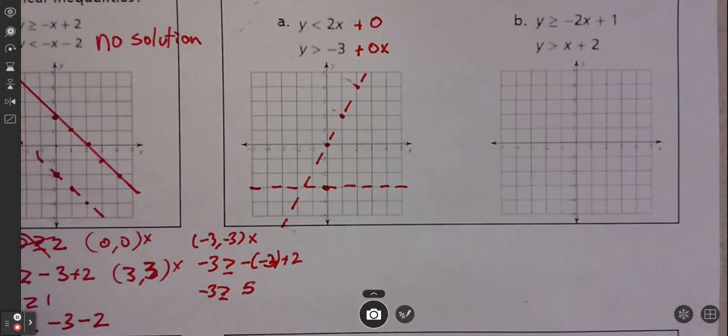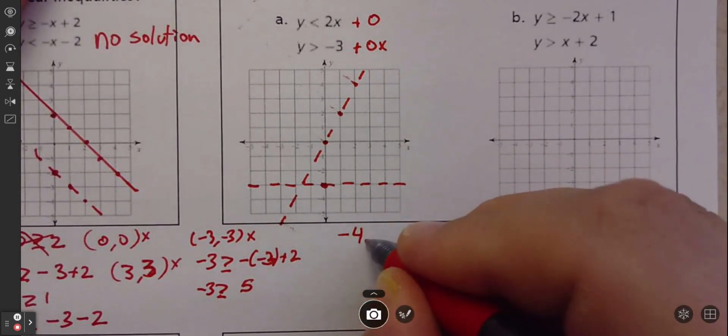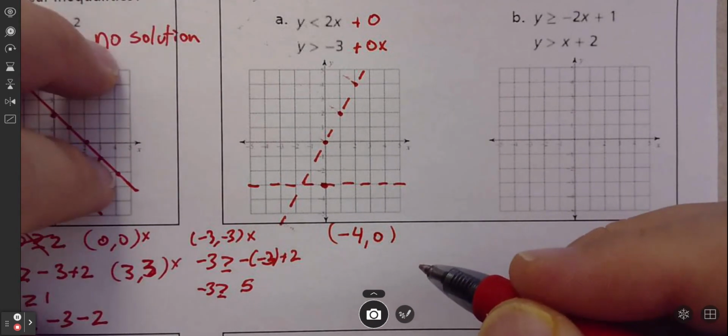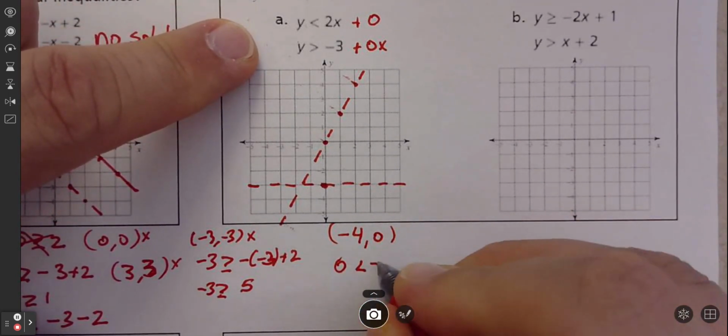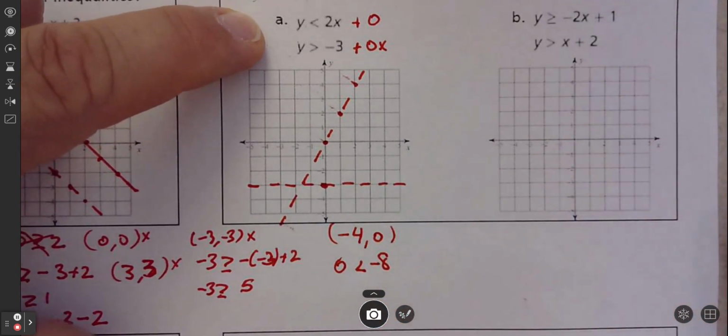We can't test 0, 0 here because it actually hits 0, 0. Anybody feeling lucky? Yeah, Brody. -4, 0. We're going to check that region. As soon as it doesn't work in one of them, we can stop. So is 0 less than -8 for the first one? No. So that's not a good region.